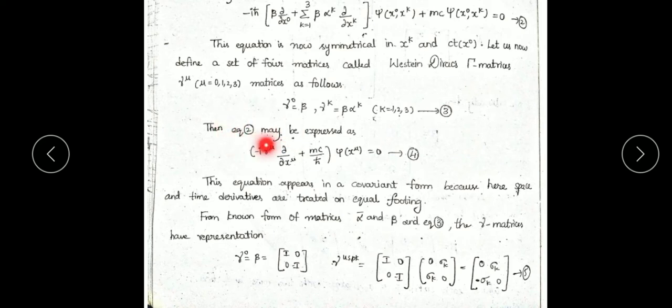Then equation 2 may be written as. So now we can write this equation 2. From this definition of gamma matrices, we need to replace here. So what will come is: here we need to take ħ common from this. There is no ħ here, so into ħ by ħ, that is nothing but mc by ħ ψ of x^μ.